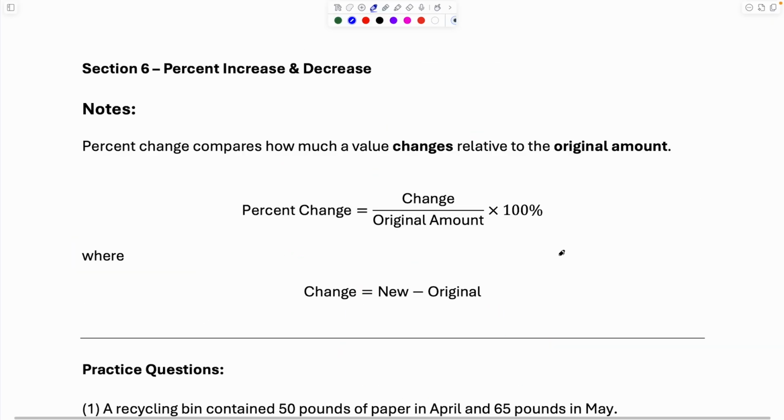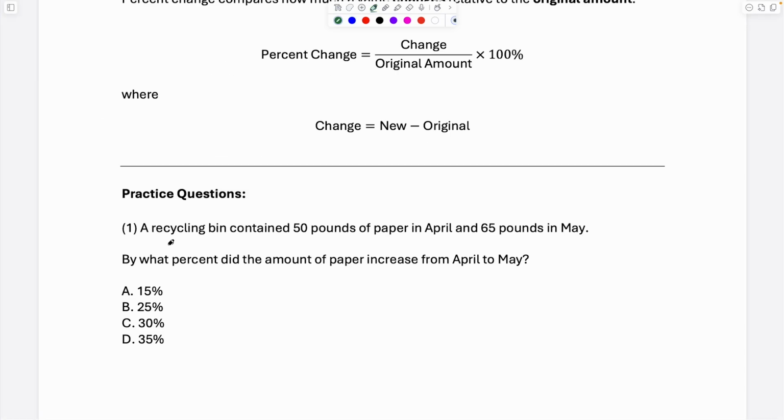Section 6, we're doing percent increase and decrease. And percent change compares how much a value changes relative to the original amount. And the formula we're going to use is that percent change equals the change over the original amount times 100%. Question 1, a recycling bin contained 50 pounds of paper in April and 65 pounds in May. By what percent did the amount of paper increase from April to May?